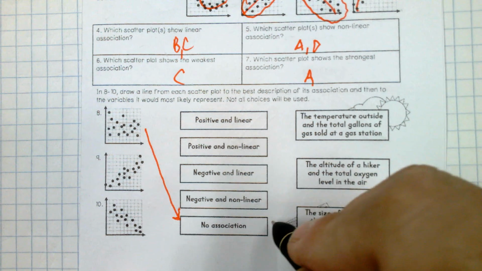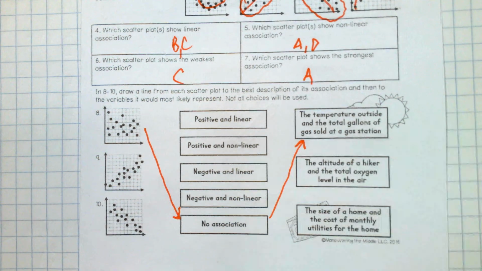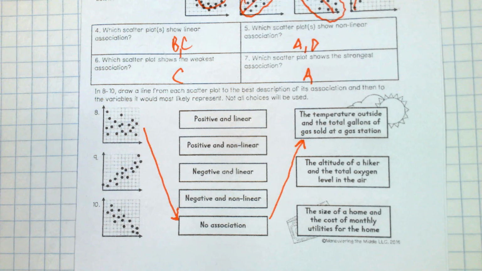Okay. So I want you to try 9 and 10. I'll give you some time. Do the same thing with 9 and 10. Connect to something here and connect to something there. Okay?